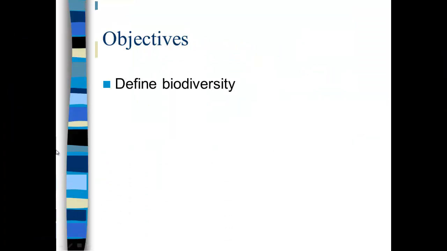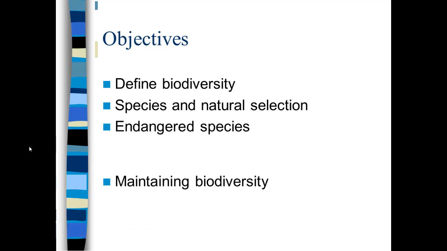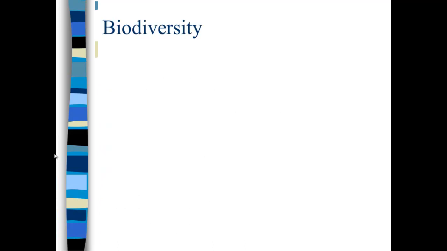The objectives of this chapter are to define biodiversity, to talk about the definition of species and what natural selection is among species, to discuss the different endangered species and how species become endangered, and discuss ways that biodiversity may be maintained in the face of biotechnology. Then we'll talk a little bit about mining biodiversity.